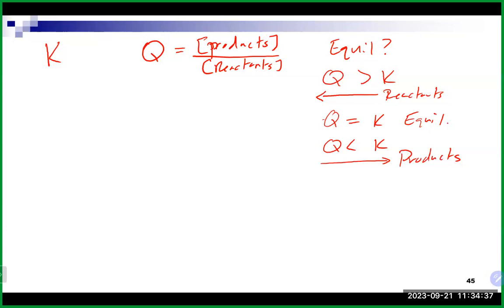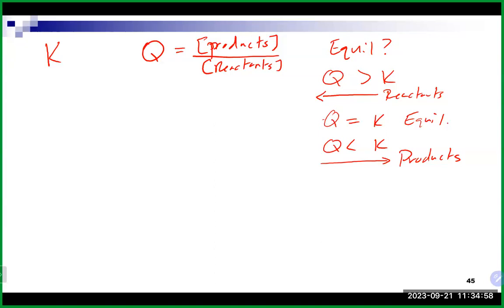So we do use Q in just a straight question like that. Is the system at equilibrium or not? And it's a situation where maybe we're given initial concentrations, or we're not really sure if these are equilibrium concentrations that are given to us. We could calculate the Q. Obviously, we would need the K value given to us.